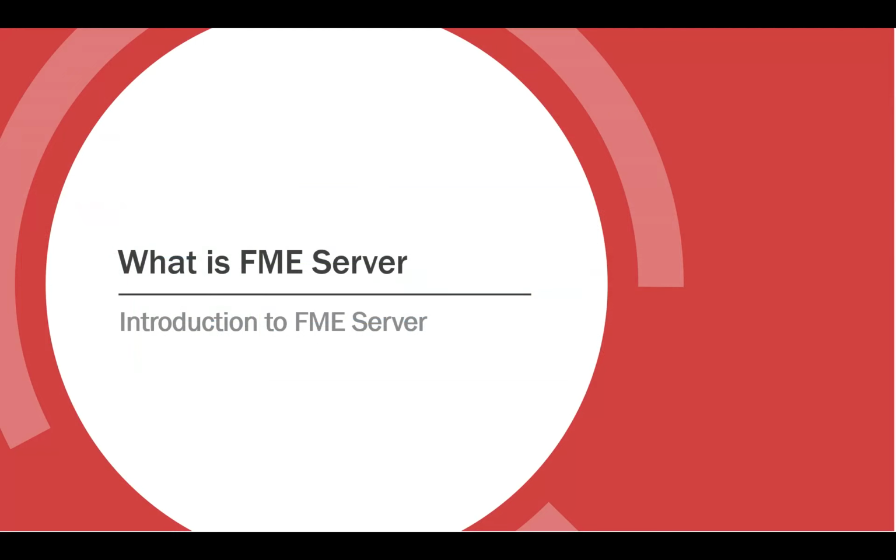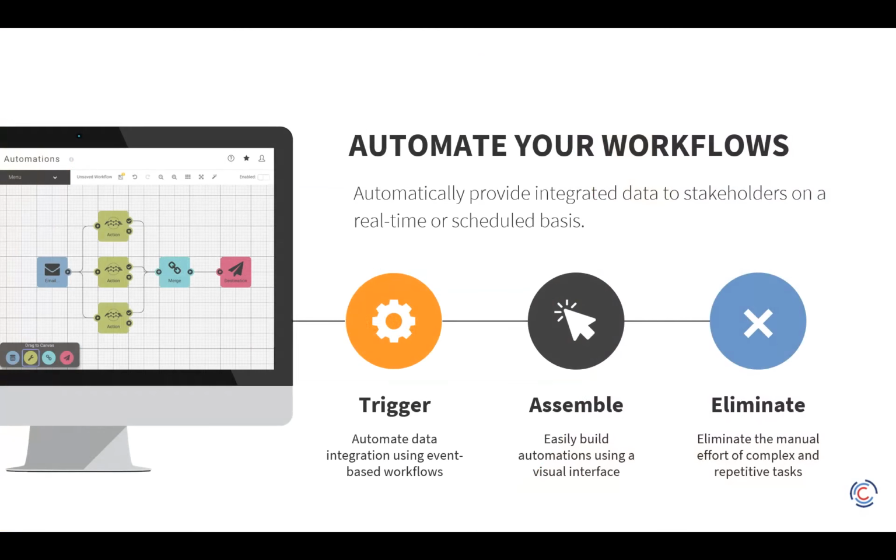So what is FME Server? Well, we've talked about it. FME Server is where you automate your workflows. So we're automatically providing integrated data to stakeholders on a real-time or scheduled basis. Sort of the main way we set that up is the first thing is set up a trigger. So what is actually going to cause the workflow to start? It's event-based. So it could be an email, it could be the result of another workspace, it could be somebody drops something into a folder. There's something that needs to trigger the workspace.